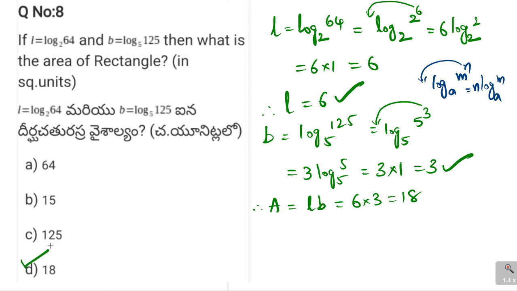Once again I am repeating, in a competitive exam, we need not write all the steps. For easy understanding, I am writing all the steps. Let us go to next problem.